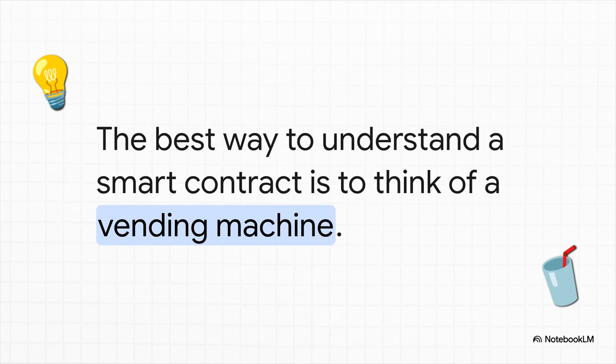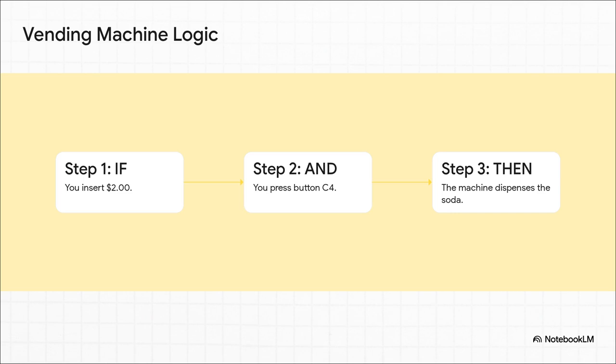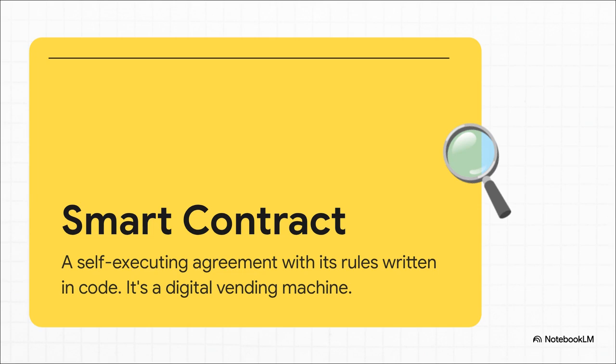Now, the concept might sound super complicated, but I promise you, the best analogy is something we've all used. So for a second, just forget about code and picture a simple, ordinary vending machine. I mean, think about the logic, right? It's a simple if-then agreement. If you insert the right amount of money and you press the button for your choice, then the machine is programmed to automatically give you your drink. There's no cashier, there's no negotiation. The agreement is just enforced by the machine's programming. It just works. And that simple logic, that is exactly what a smart contract is.